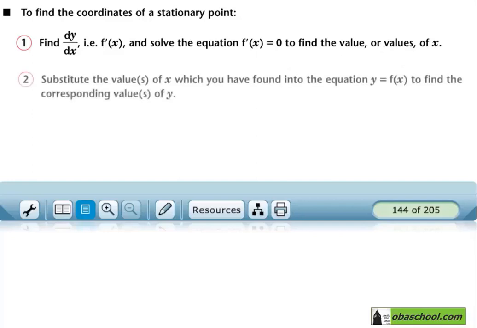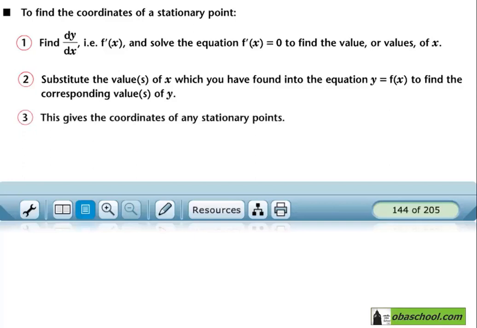Now for number 2. After x, we need to find y. So we substitute the value or values of x, which you have found, into the equation y equals f of x to find the corresponding value or values of y. When you put f prime of x equals 0, you can find the minimum and maximum at the same time. Thus, you will get two values of x, and you need to find the values of y for them. Finally, this gives the coordinates of any stationary points.